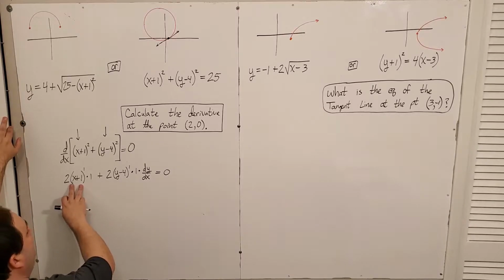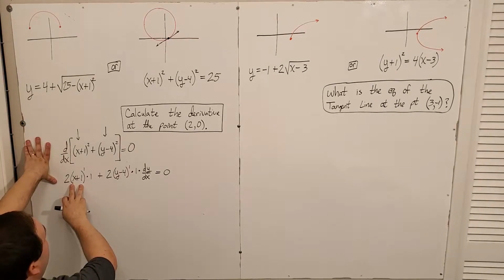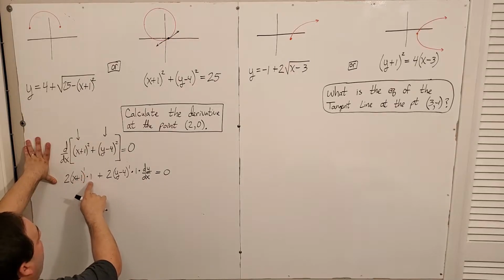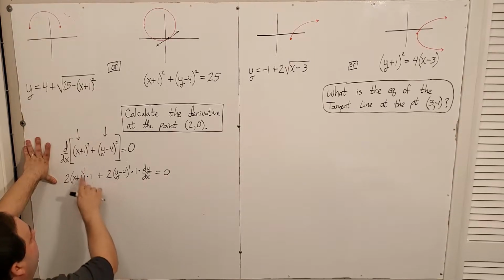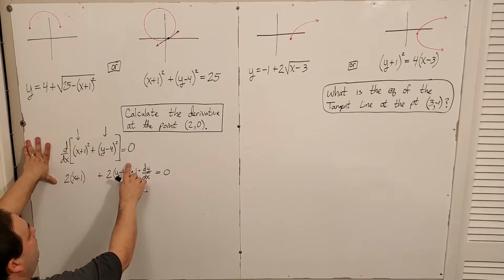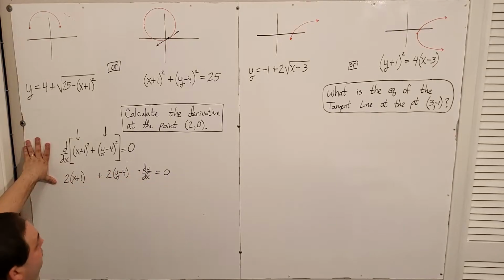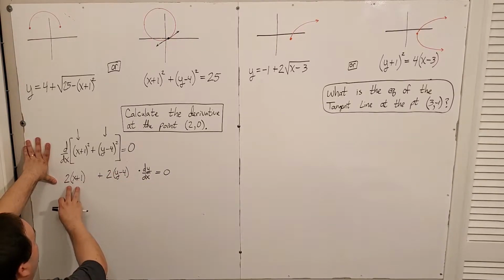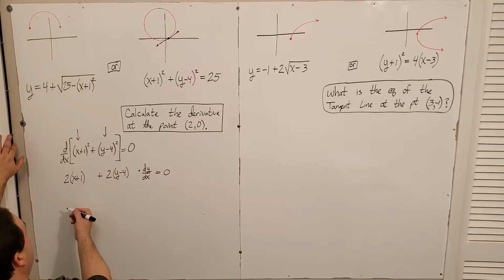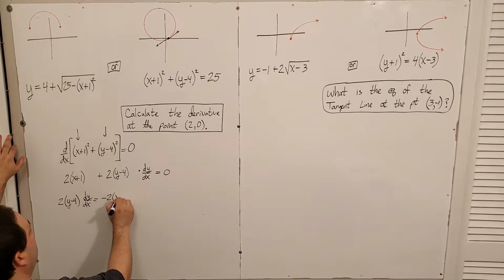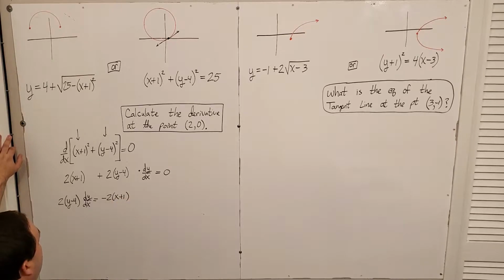Okay, so then what I would do is I would subtract this piece over, right? Because to the 1 power times 1, just remember, all of this stuff doesn't really change anything. To the 1 power times 1. All of that stuff was just for show. What I'm now going to do is subtract this over, and I'm left with 2 times y minus 4 times dy over dx is equal to negative 2 times x plus 1.